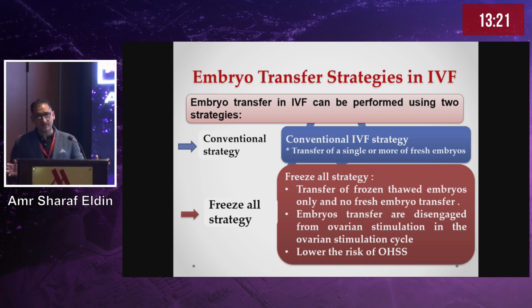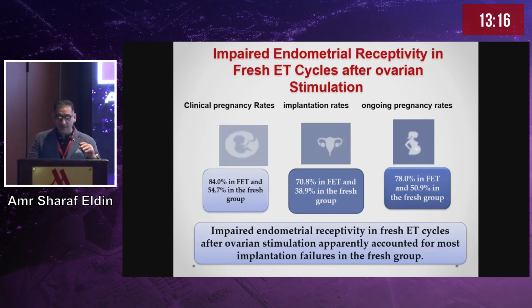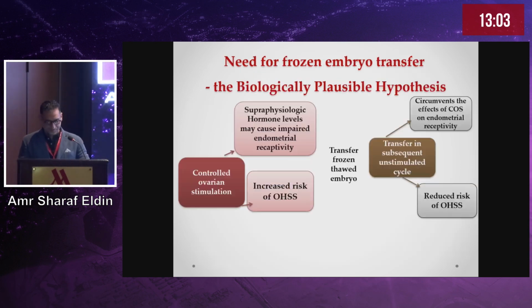So embryo transfer is disengaged from ovarian stimulation. This decreases the risk of ovarian hyperstimulation syndrome. As we see, clinical pregnancy rate, implantation rate, and ongoing pregnancy rate are higher in frozen transfer compared to fresh transfer. Impaired endometrial receptivity is the main cause of implantation failure in fresh transfer.